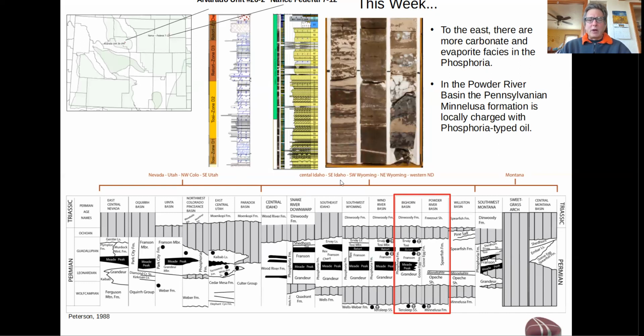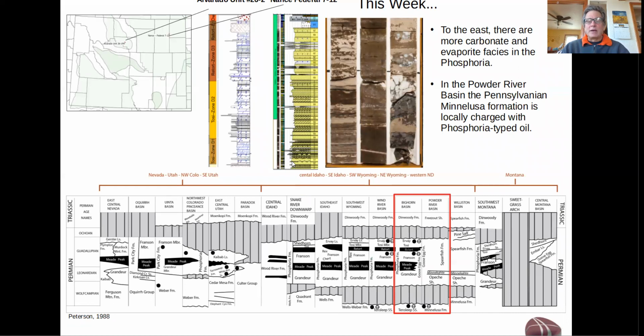But before we do that, I want to just point out this core on the right. This is actually a core from the Powder River Basin, and it's from the Middle Lusa Formation, which is Pennsylvanian and Permian in age, and older than the Phosphoria. But in this case, it's a really good example of a unit that's been charged with Phosphoria oil.